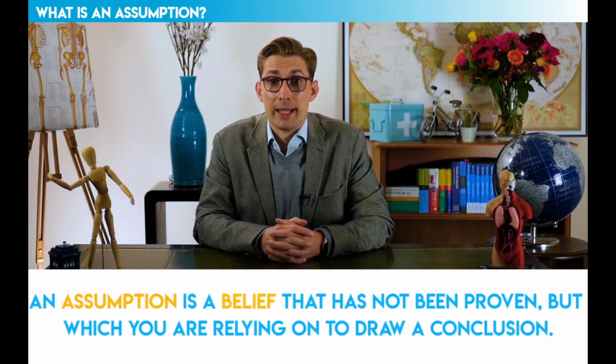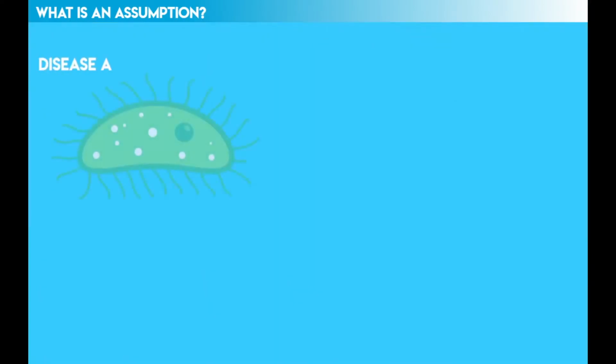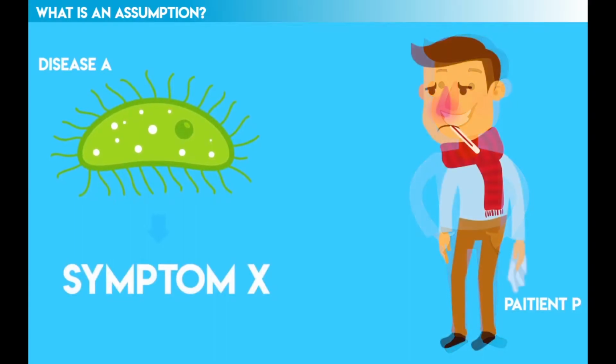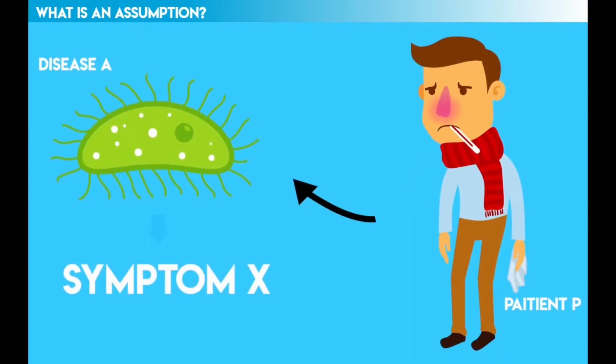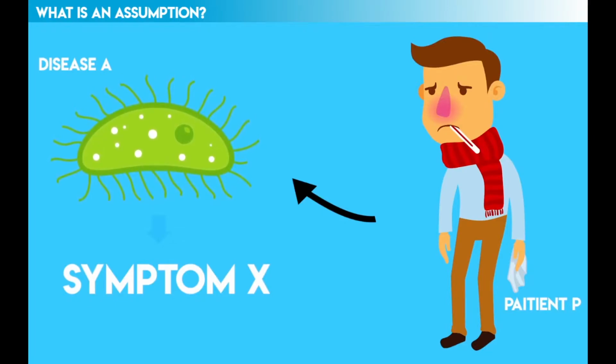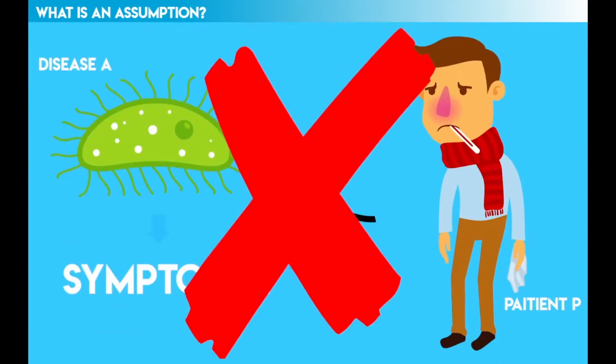For example, can you find the assumption in the following set of statements? Disease A causes symptom X. Patient P has symptom X, therefore patient P has disease A. The assumption is that only disease A causes symptom X and that nothing else could have caused symptom X to present in patient P. This may be true, but it is not proven. It is an assumption. As it may be a false assumption, the conclusion may be incorrect.